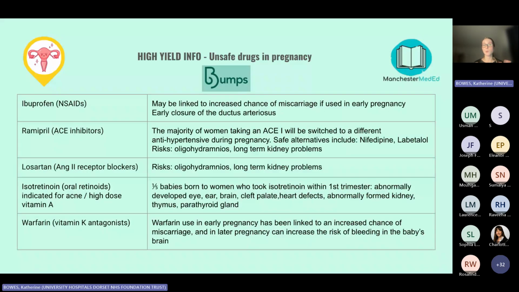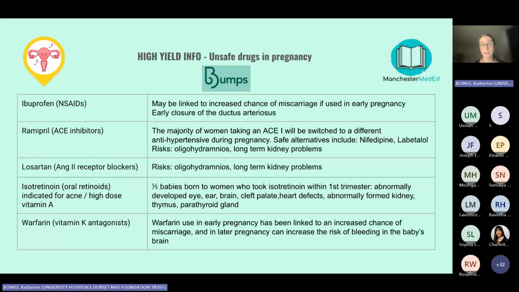So here's just a quick high yield slide. So some unsafe drugs in pregnancy. Now I got this information from the BUMPS website, which is a really good website for checking medications in pregnancy and breastfeeding. So it's not something you'd have access to during your PSA, but for revision purposes and gaining awareness, I definitely recommend it. So we've talked about NSAIDs. Early closure of the ductus arteriosus is what I meant, sorry, not the foramen ovale.